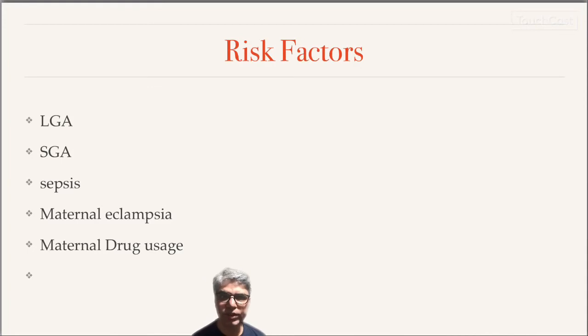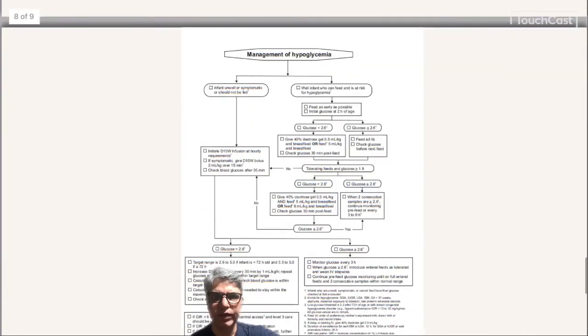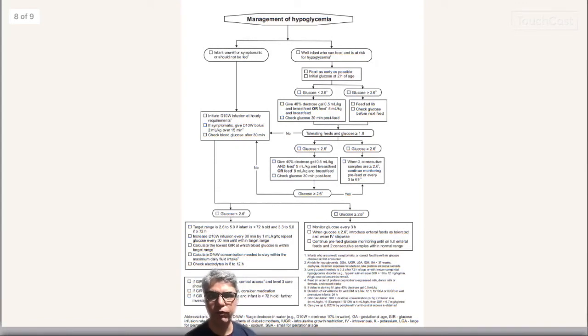Glucose level should then be rechecked 30 minutes after the feed. If the levels are now below 1.8 millimoles or the infant is not tolerating feeds, IV dextrose therapy should be given. If the levels are between 1.8 and 2.6, the infant should receive another dose of 40% dextrose gel and another feeding, or a breastfeed with an increased measured volume of 8 mL per kg. If levels are still below 2.6, 30 minutes after this feed, IV therapy should be considered.